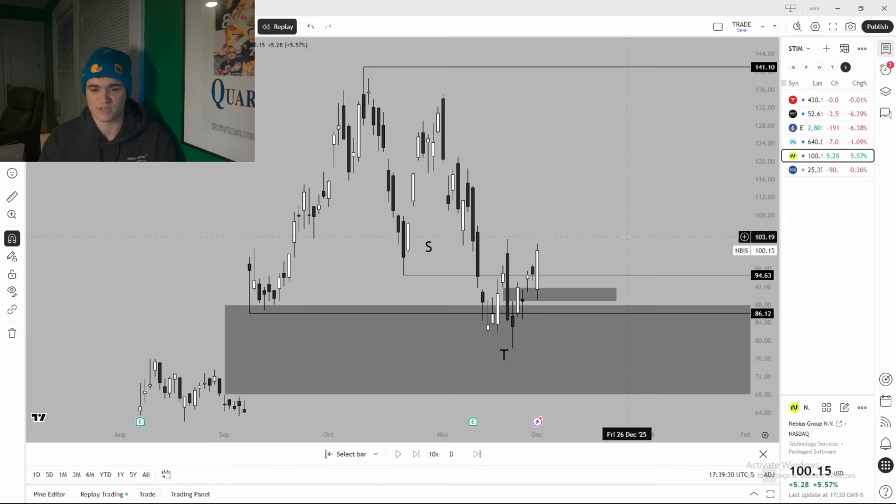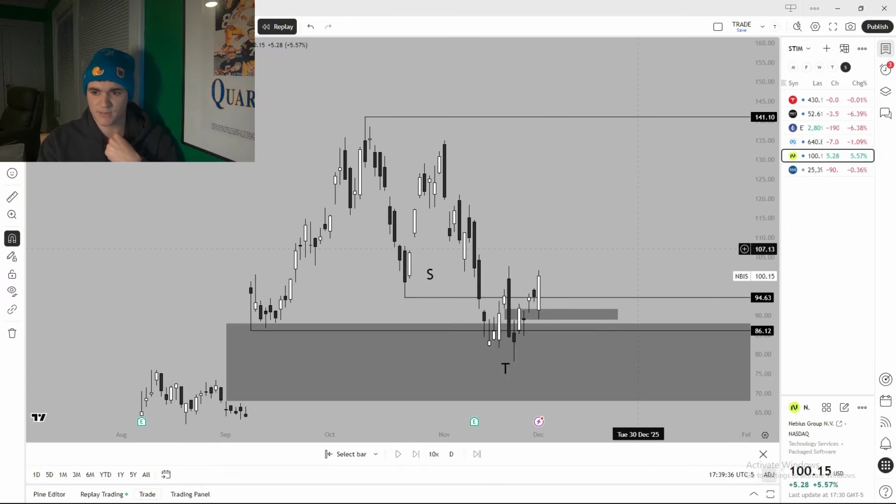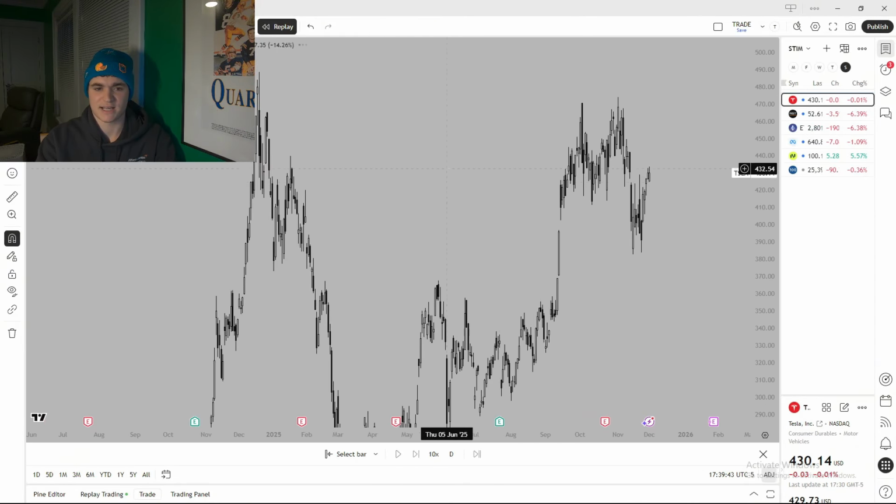We're already up like 7% off that, right? So that's another example. Now, one that might be going on right now. I'm not a signal service, but I did just want to talk about this because it's a perfect example of my model. So if you look at Tesla, notice how Tesla's showing the exact same signature in price, right?